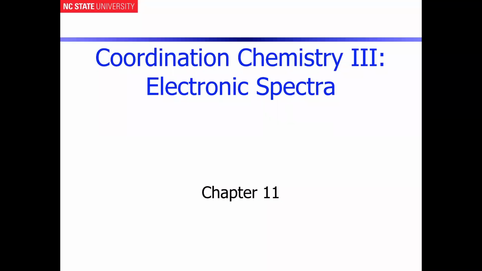Hi, everyone. I want to start chapter 11 in our textbook, which discusses electronic spectra of transition metal complexes. But I'm going to start this off with a few slides that are just sort of focused on why we actually see electronic spectra, or I should say absorption spectra, in the UV, vis, and near infrared parts of the spectrum.